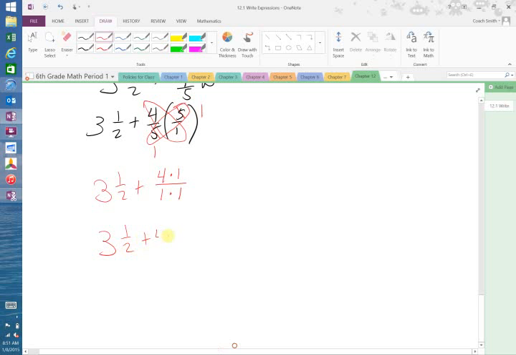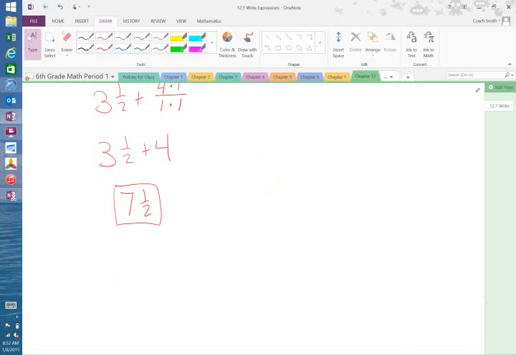3.5 plus 4. Now, at this point, I don't have to do anything else but add them. I don't have to have a common denominator because the 4 doesn't have a fraction. I just add 4 to 3. What is 4 plus 3? 7. So 7 1/2. And that's your second answer. Okay, your first answer was the 3.5 plus 4/5 n. Second answer is the 7.5.